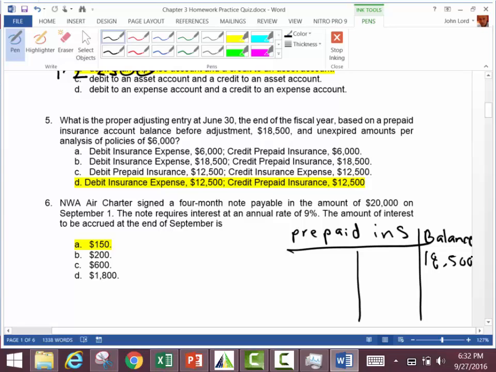Okay, nice. So we have a balance of 18,500, right? And they tell you that there's unexpired amounts of 6,000. In other words, what? I had 18,500 apples. There's still 6,000 sitting there that aren't expired yet, right? Just like my insurance isn't expired yet. Okay. So if I want to turn that 18,500 into a 6,000, what do I have to do with this account?